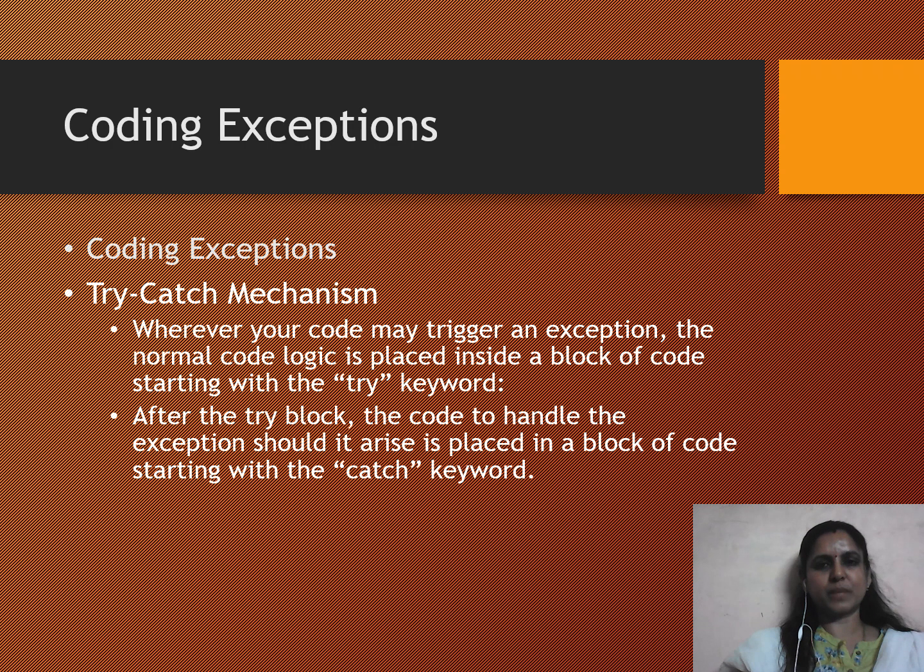So how does the try-catch mechanism work? Wherever our code may trigger an exception, the normal code logic is placed inside a block of code starting with the try keyword. After the try block, the code to handle the exception, should it arise, is placed in a block of code starting with the catch keyword. So this is the try-catch mechanism.